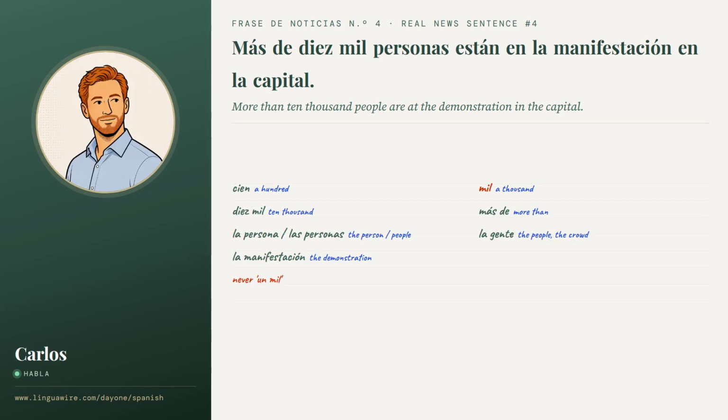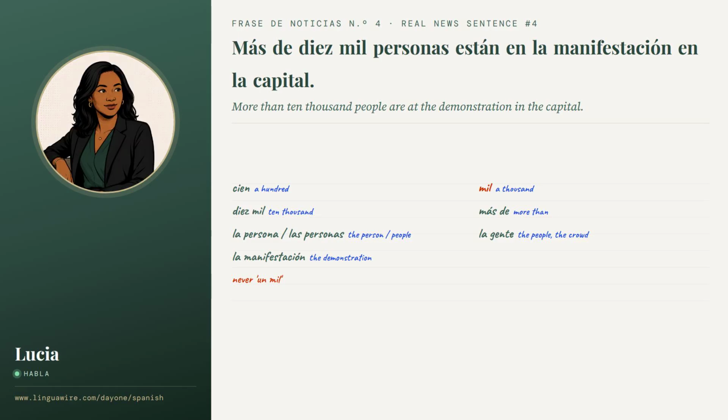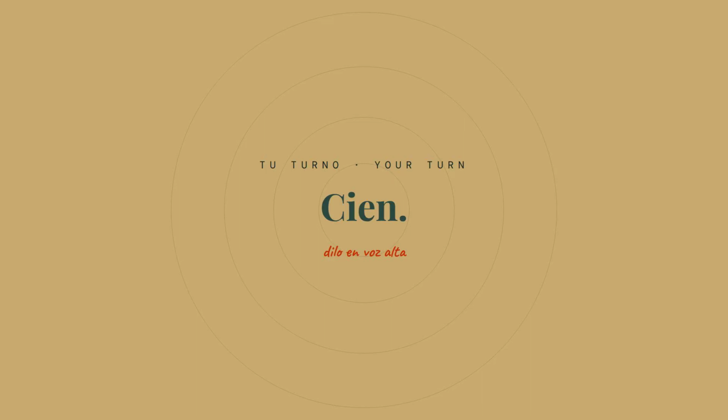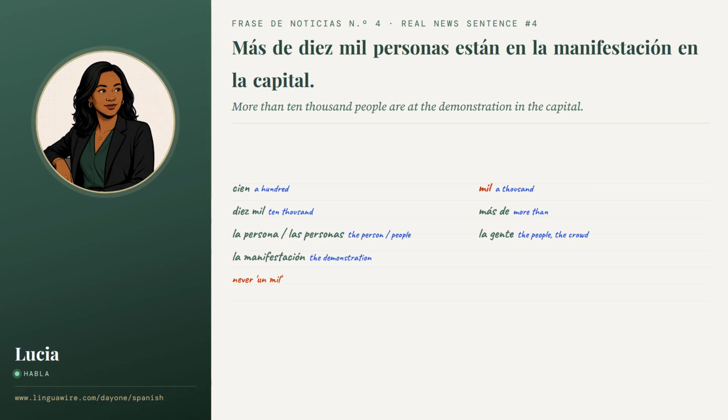Let's build the number. You already know dos, and the small numbers are on the Day 2 sheet. Today, the big ones. 100: cien. Cien. Your turn, out loud. Cien. 1,000: mil. Mil. Repeat it.